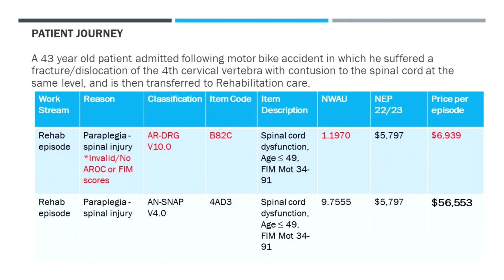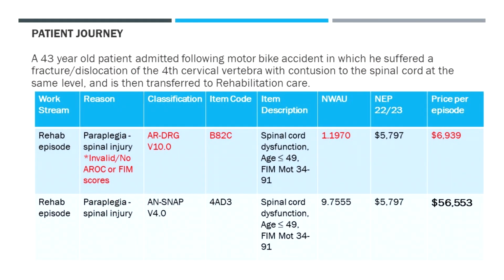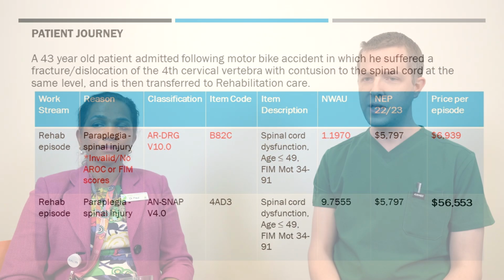And in that group, you can see that we're only accessing about $7,000, which is not at all reflective of the amount of time, expertise and resources that have been invested in this patient's recovery. However, if appropriate data was collected and appropriate documentation done in good quality, we can access ANSNAP funding, and the difference in funding there is closer to $56,500. That's an enormous difference, and just one of many examples where there is a significant uplift that is much more reflective of the high quality service that's being provided for that person's care.